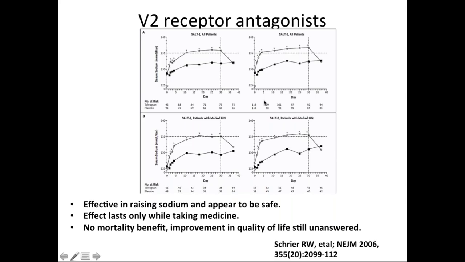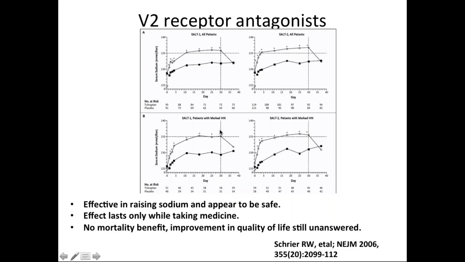And that had about 119 in the tolvaptan and 115 patients in the placebo arm. And SALT 1 had 95 and 91. What it shows is that when you give tolvaptan, the sodium goes up nicely and stays up compared to if you're on placebo. And the difference is about 5 MEQs. And as soon as you stop, which is at 30 days in this trial, the sodium comes down quickly and goes down to what it would have been if they had been on placebo. And the same is true for SALT 1 and SALT 2.